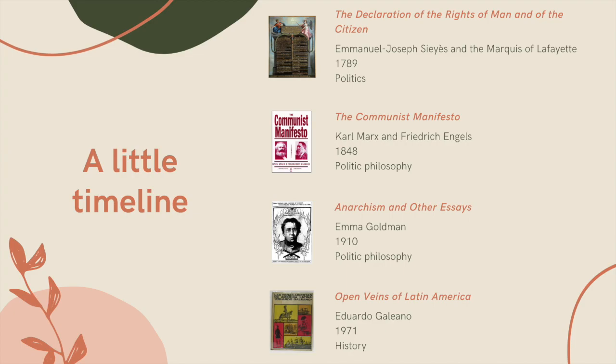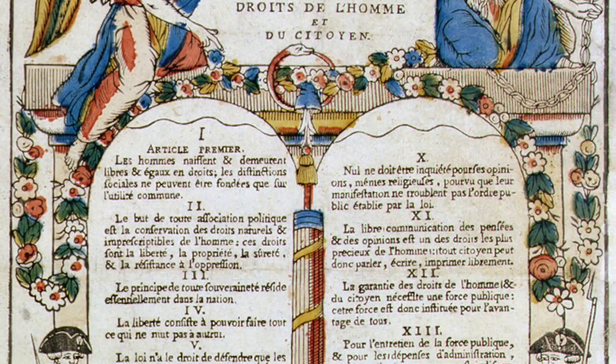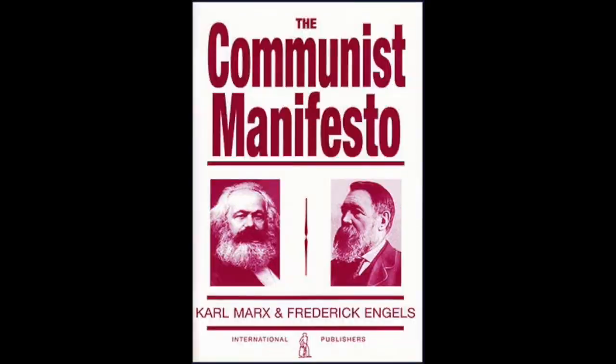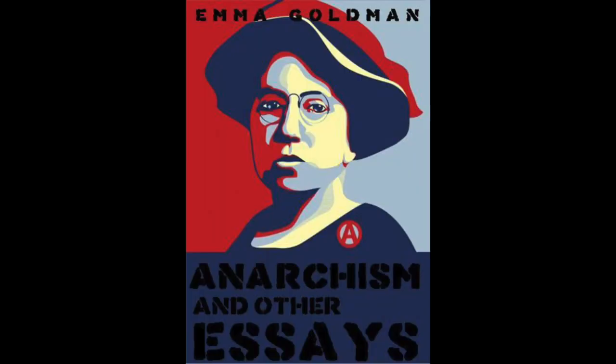A little timeline of the writing in the social sciences includes the Declaration of the Rights of Man and of the Citizen by Emmanuel Joseph Sieyès and the Marquis of Lafayette, written in 1789 about politics. The Communist Manifesto by Karl Marx and Friedrich Engels, written in 1848 about political philosophy.